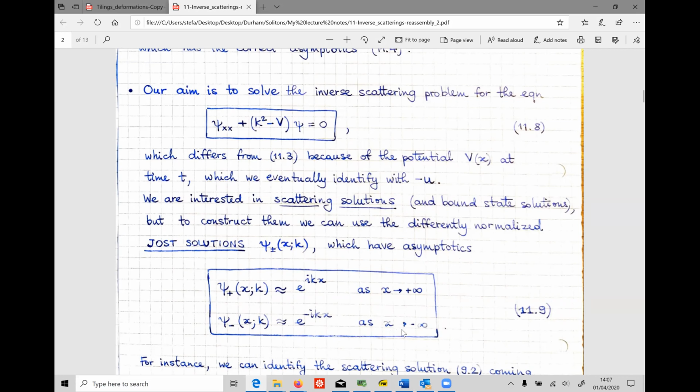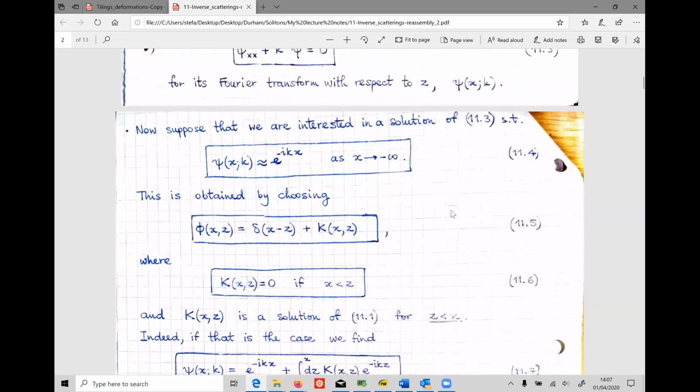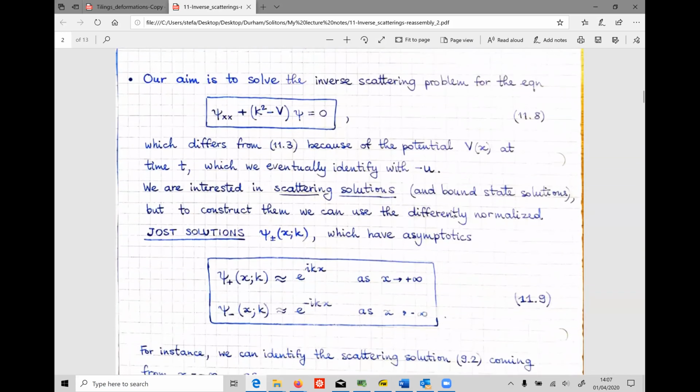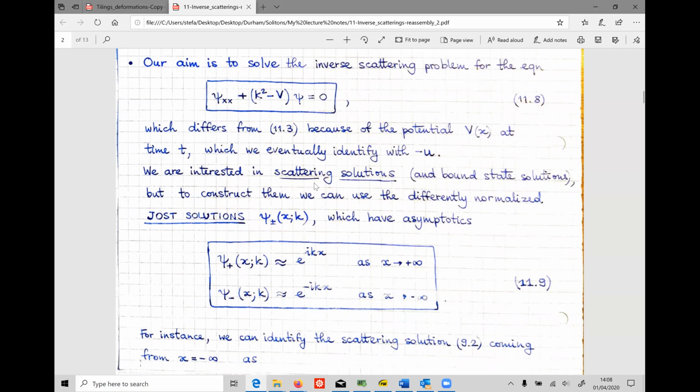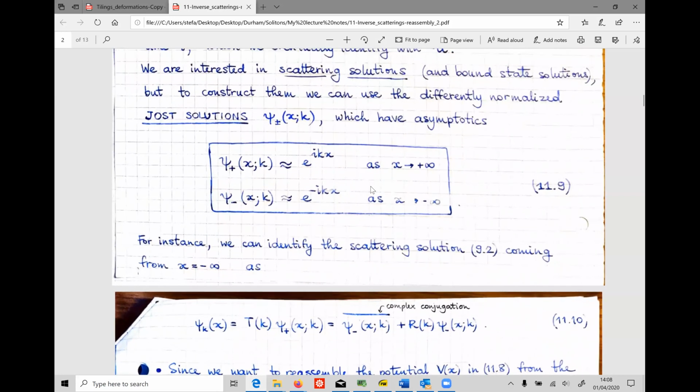So here x goes to minus infinity. In particular, psi minus, which goes like e to the minus ikx at minus infinity, is the analog of psi in the previous simpler example where the potential V vanished. Why do I say that we can reconstruct the scattering solution from these Jost solutions? Well, that's expressed by equation 11.10 here.